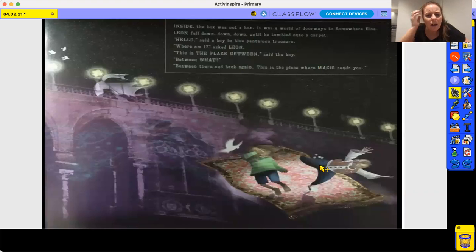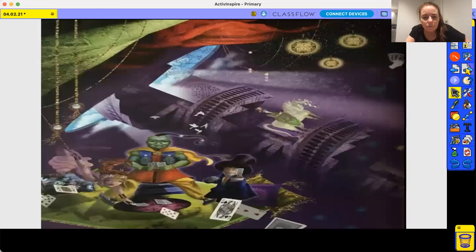"Where am I?" asked Leon. "This is the place between," said the boy. "Between what?" "Between there and back again. This is the place where magic sends you." Okay, so before he was getting to that point, we know that he was falling, he'd fallen. It's got a world of magic and doorways, and you can see that there's a dove there. Here's another image of the things that he could see. So it's where the magic happens.